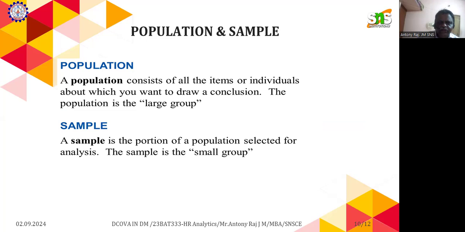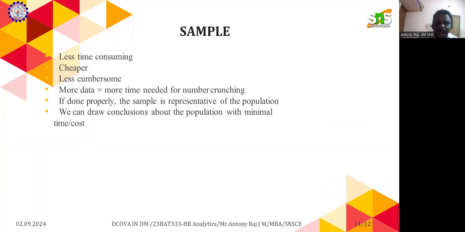A population consists of all the items about which you want to draw a conclusion. The population is the entire group, whereas for a sample you take a portion of the population for the analysis because of cost and time constraints. The sample is less time consuming, cheaper, and less cumbersome. When you have more data, more time is needed for number crunching. And the sample has to be done very properly. If done properly, it is representative of the population, and we can draw conclusions about the population with minimum time and cost.